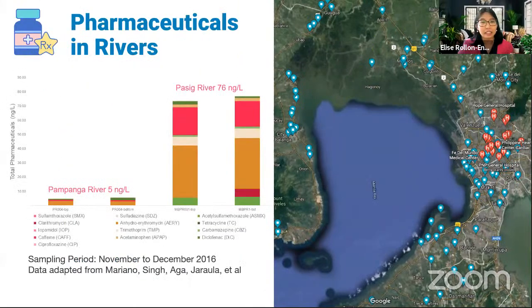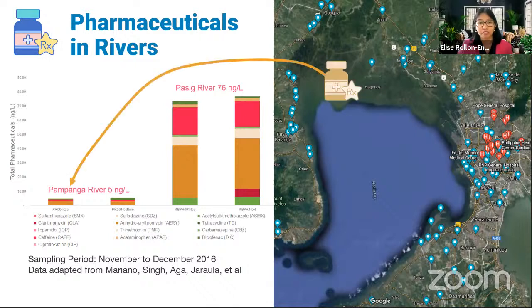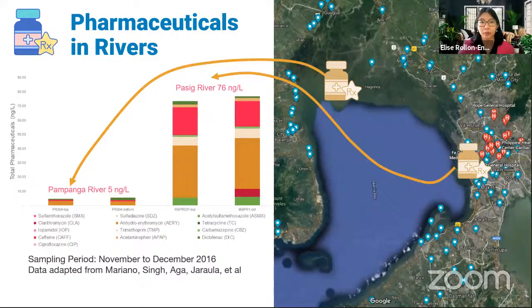Manila Bay has been previously studied for pharmaceutical concentration by Mariano, Singh et al. And sampled in 2016, and they found that in Pampanga River, there were 5 nanograms per liter of total pharmaceuticals, while in Pasig River, there were 76 nanograms per liter. However, we do not know the concentration inside Manila Bay.